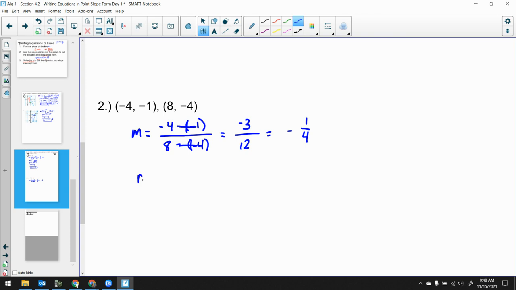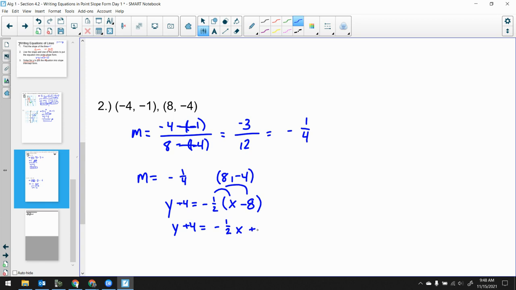All right, so let's pick m is equal to -1/4, and instead of doing the double negative, let's do a single negative here, so 8 comma -4. That gives me y minus -4, so y plus 4 is equal to m times x minus 8. Distribute in. So y plus 4 is equal to -1/4 x, and -1/4 times -8 is a +2. And then I subtract the 4. -1/4 x is my final answer.